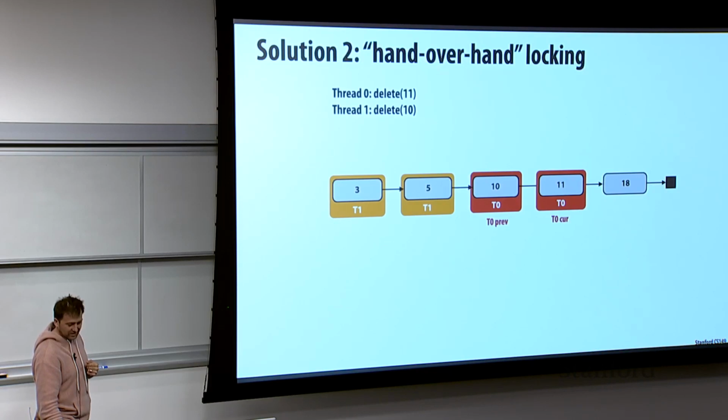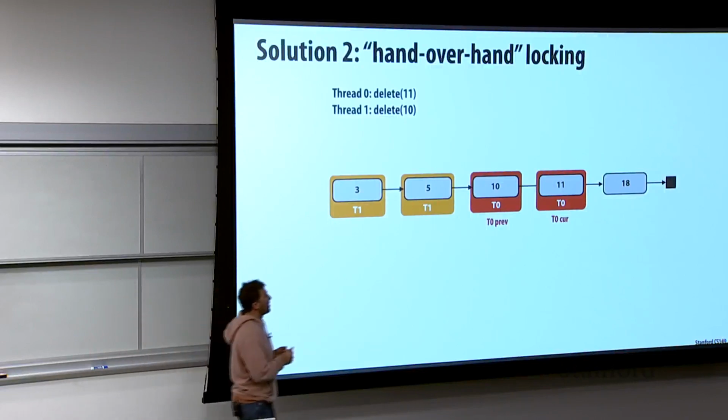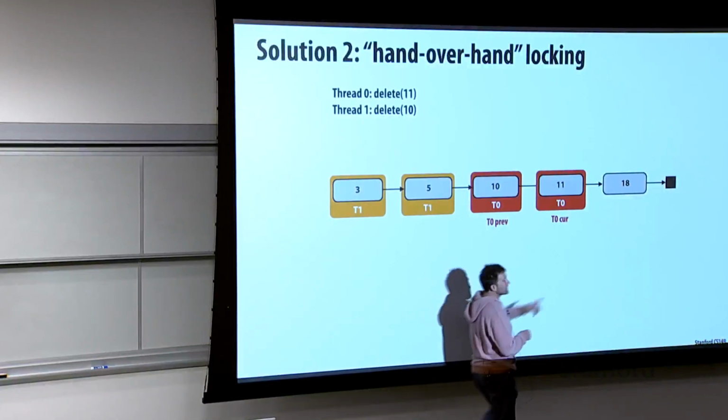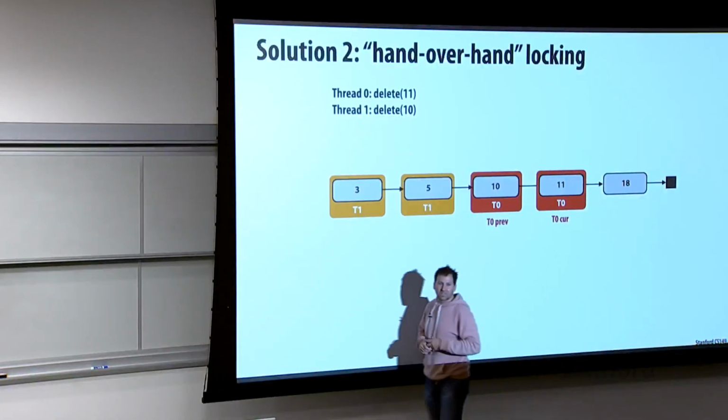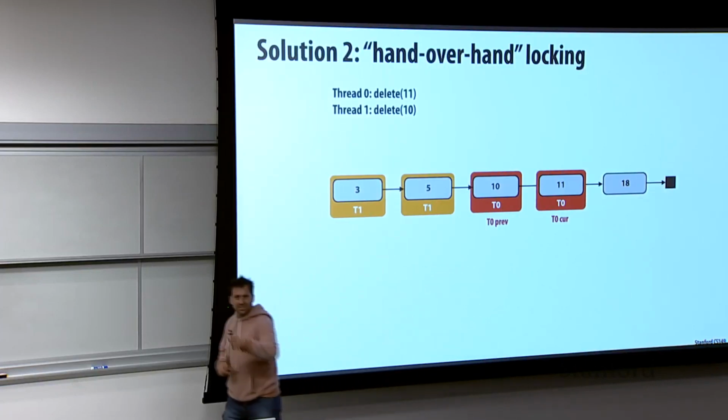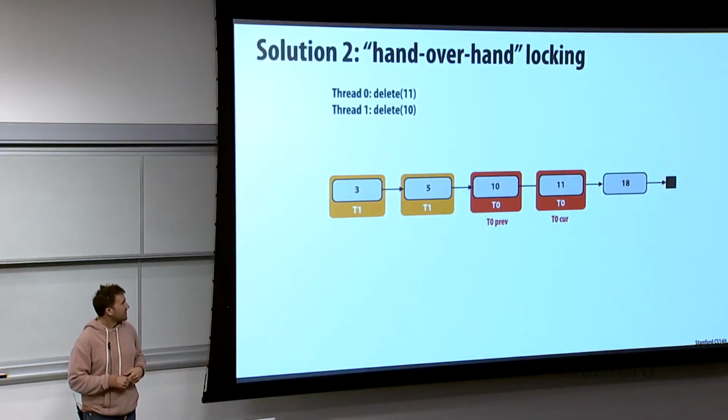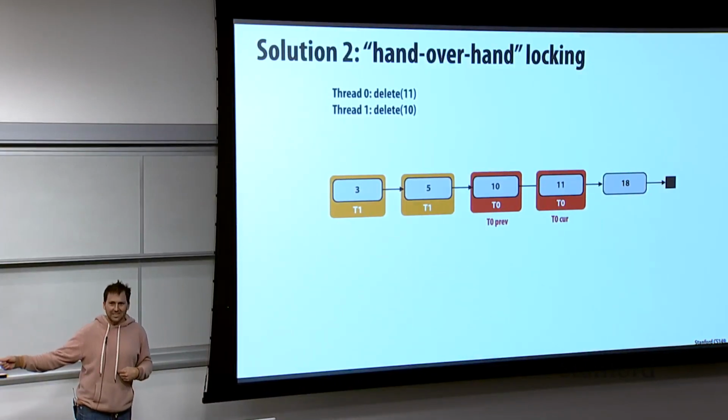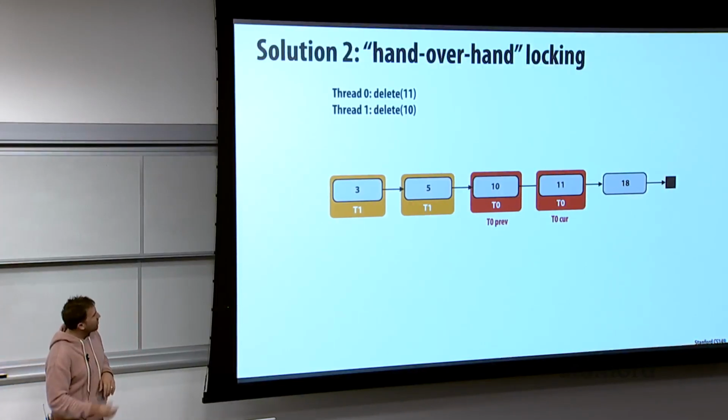Why can't thread 1 get in there? Because I have the lock. Okay, so why am I not worried about someone deleting 18? Why don't I need the one in front of me? So if I have the lock on 11, nobody can be deleting 18. Okay. So why am I not?